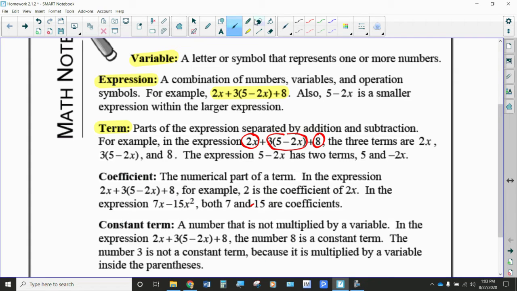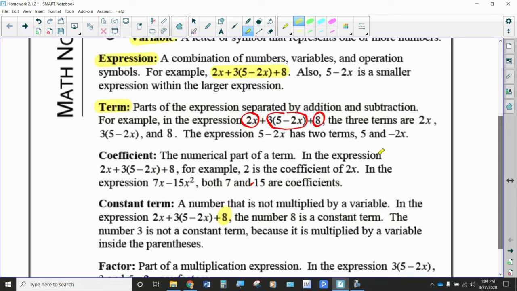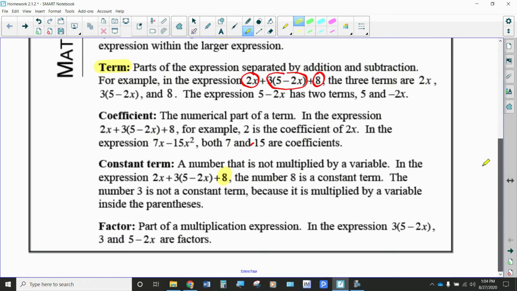And then the constant terms are like just the number. So 8 is a constant here. 5 would be a constant within this term, but it's not its own individual term. Okay, so make sure, when we use these different terms, you want to know what it is that we're talking about. And of course, a factor, just like in multiplication, those are the parts that are getting multiplied together. So in this expression, you could say 3 is one factor, and then everything inside of the parentheses is yet another factor. And then within the parentheses, you could say that the 2, or the negative 2, is a factor with the x. So factors are things that get multiplied together.